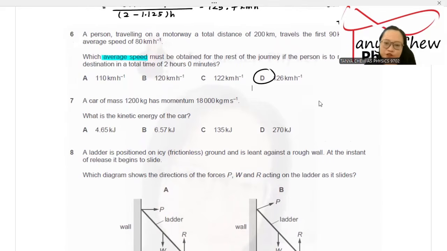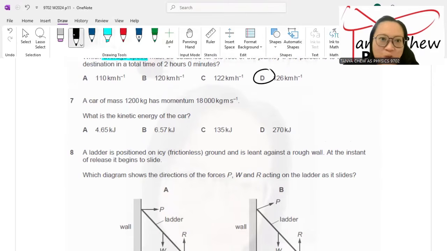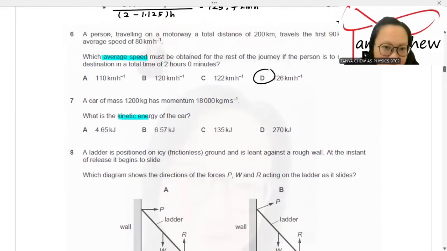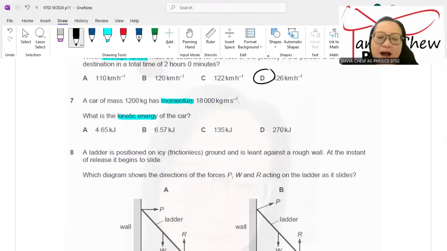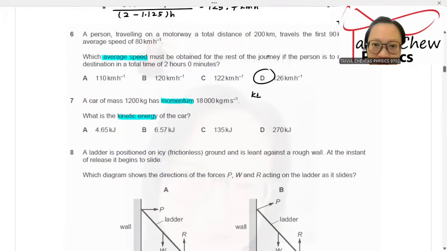What is the kinetic energy of the car? Right, first of all, you have two hints here. One is they ask you about the kinetic energy of the car, so I have to write that down first, and then the momentum is given, right? Two hints here. So you have to relate these two. Now, I am going to find the kinetic energy. KE is equal to half mv squared. I have the mass of the car, but I do not have the velocity of the car. From momentum, I can find my velocity.